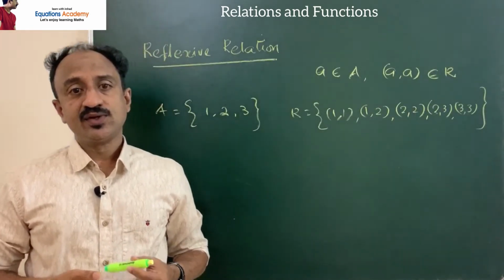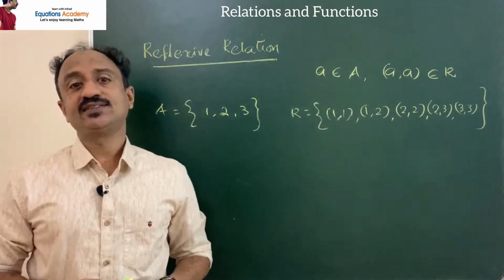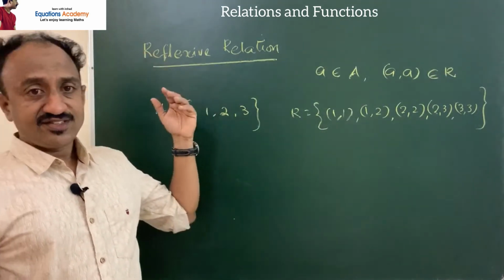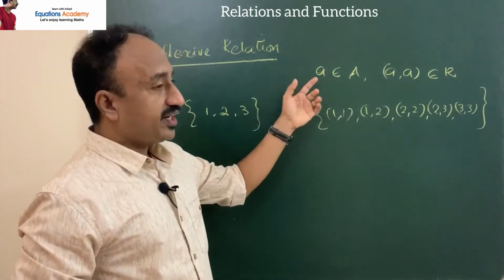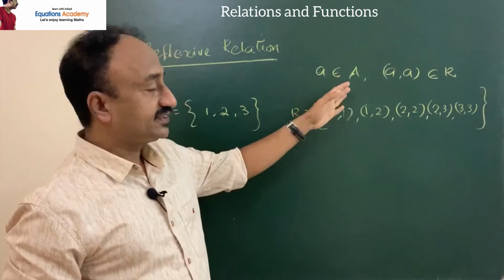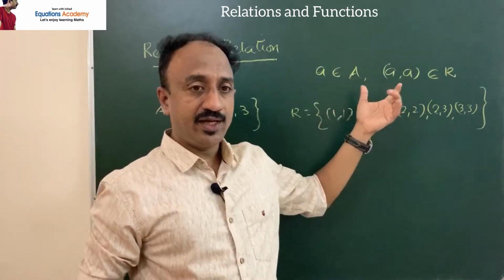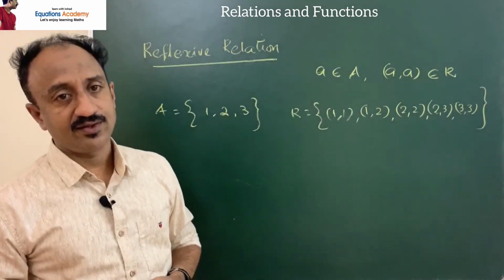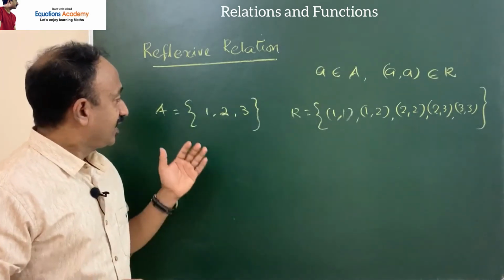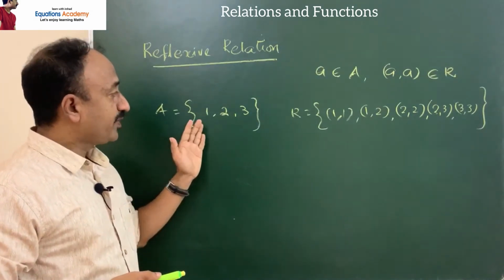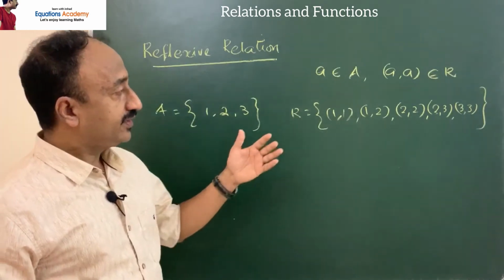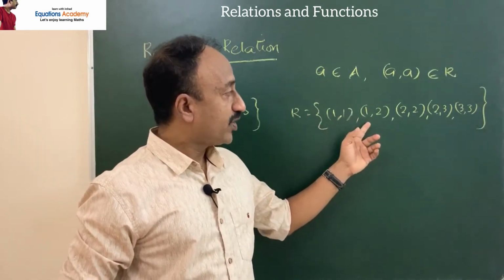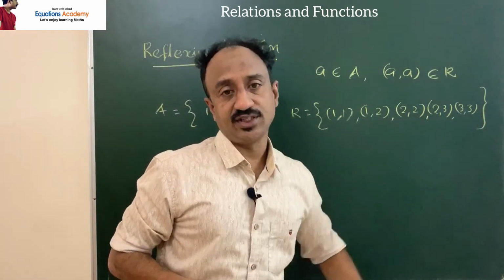We have learned empty relation and universal relation. Now we will learn reflexive relation. Reflexive relation is: for every a belongs to the given set A, the ordered pair a, a belongs to the relation R. I'll explain with an example. Let set A be equal to {1, 2, 3}, and there is a relation defined, R equal to {(1,1), (2,2), (2,3), (3,3)}.